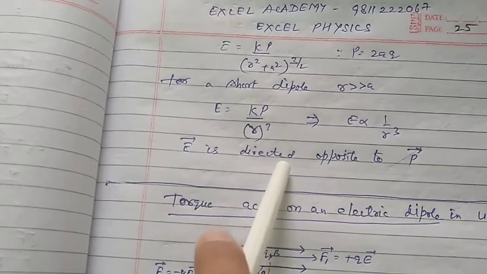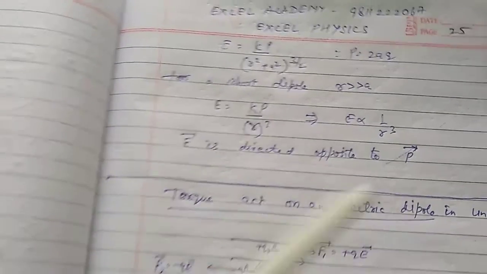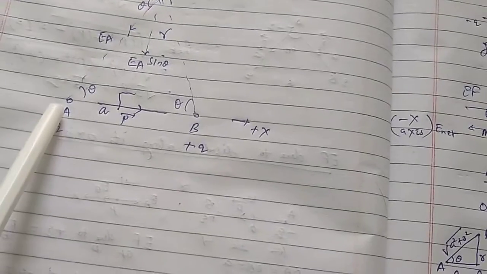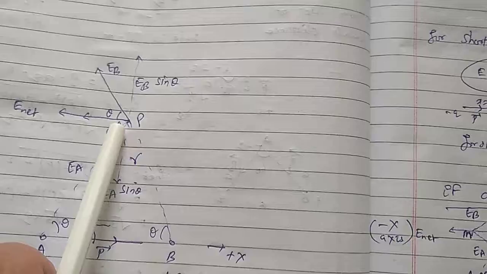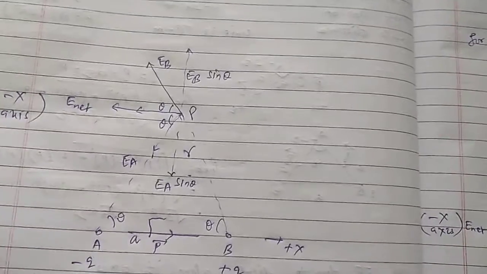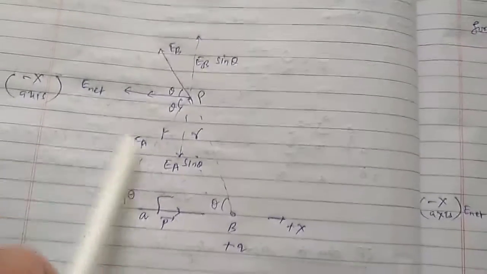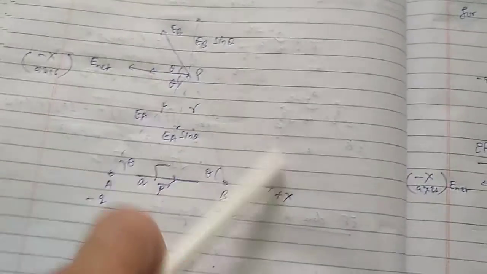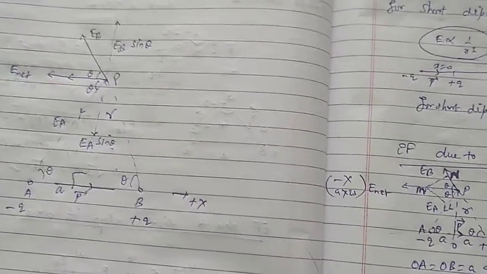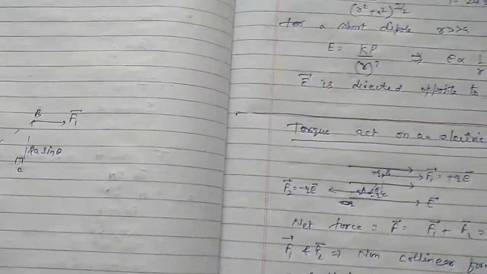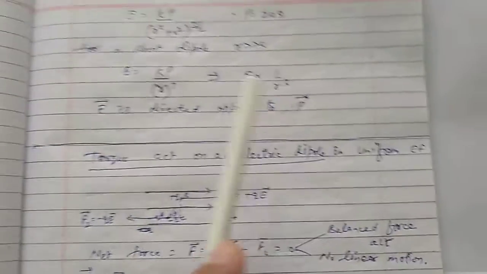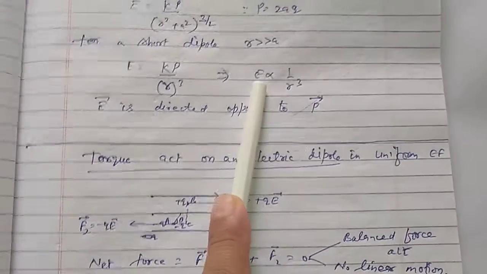And the electric field is directed opposite to P, because you know that the dipole moment is from minus Q to plus Q charge. It is along the plus x-axis, and the net electric field is in the minus x-axis direction. So it means both are opposite in direction, so theta is 180 degrees between them. So this is a very important derivation. So E, the electric field due to a dipole, how does it depend on distance? Inversely to R cube.